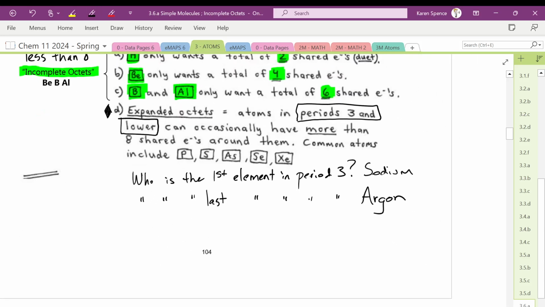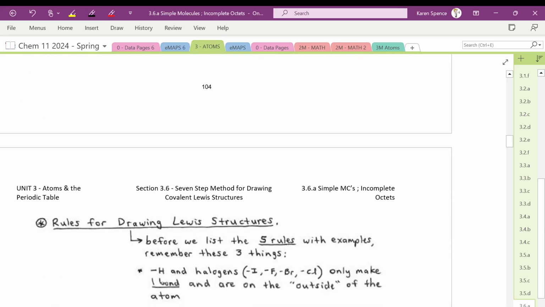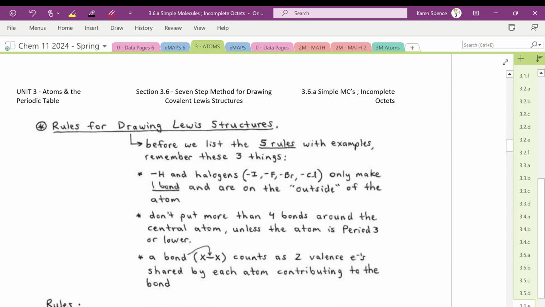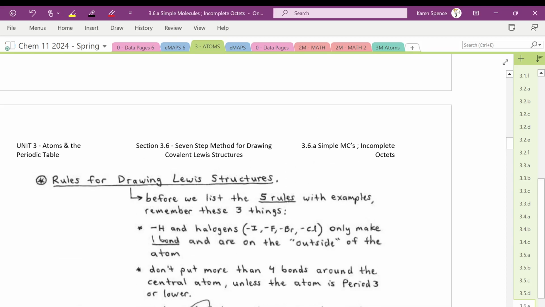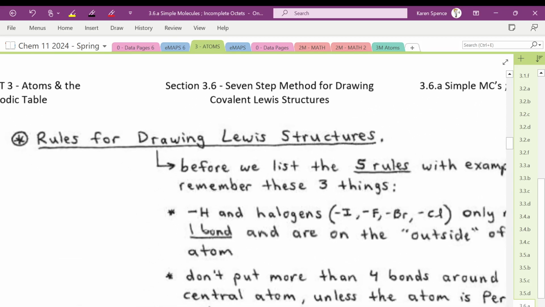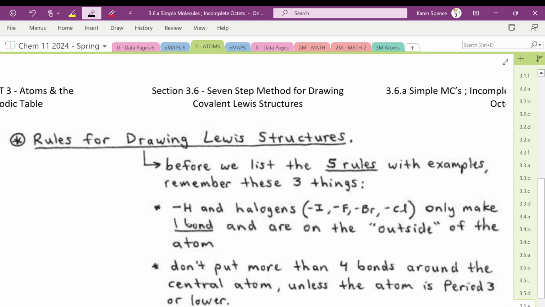Okay. So, what do you remember about how hydrogen bonds? How many bonds can hydrogen form? One. Hydrogen can only form one bond.